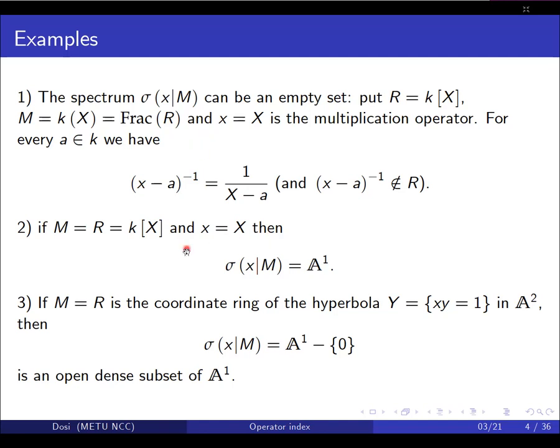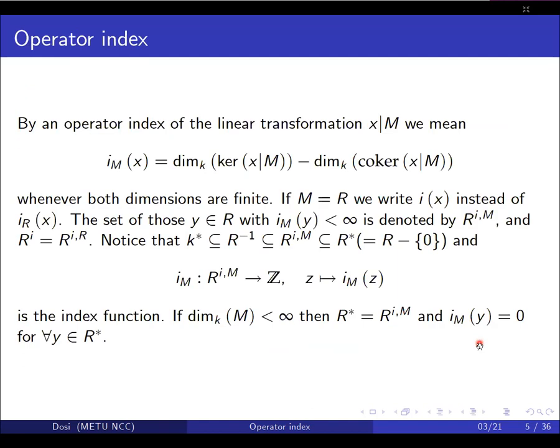Like, for example, in this case, it's going to be an open, dense subset. Yes, for example, for this hyperbola, it's going to be an open dense set. So in general, you may have some very exotic cases, in contrast to our understanding of the spectrum as a non-empty compact set. But there is a case.